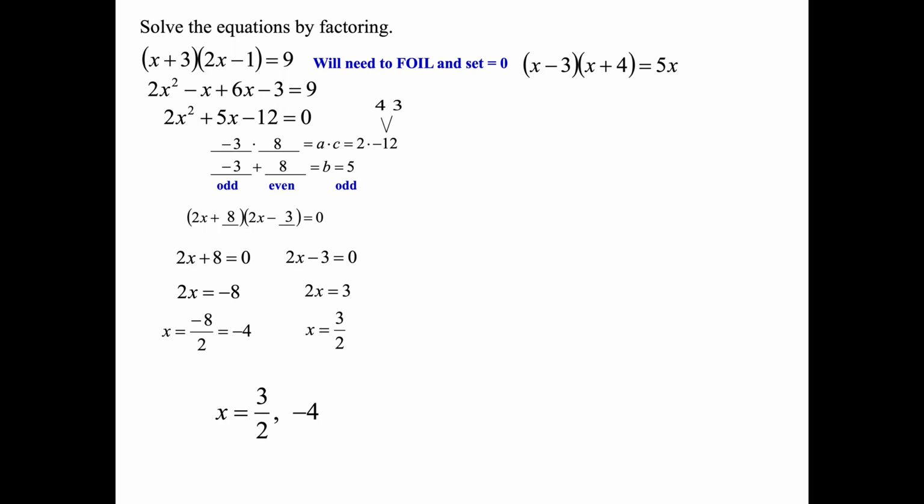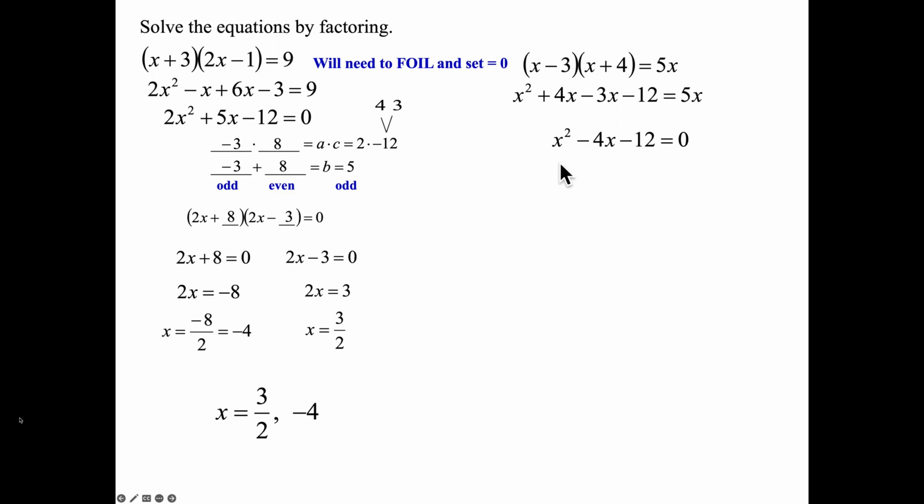Whoop. Next example, same situation. It's not equal to 0. So we have to FOIL this. X squared. X times 4 is plus 4x minus 3x. Negative 3 times 4 is minus 12. So now we have 4x minus 3x is 1x. But then I subtract the 5x over. That's going to make a minus 4x. So 4x minus 3x minus the 5x when you move it over gives me a minus 4x.